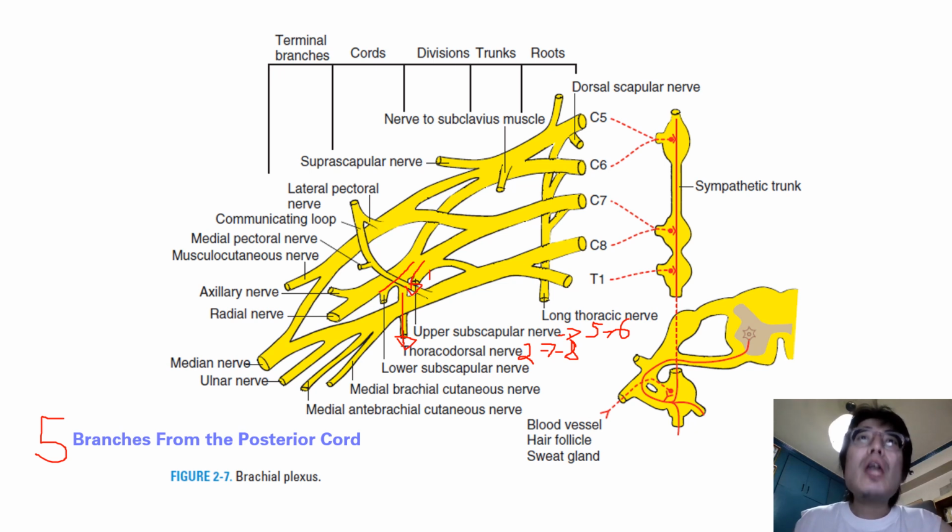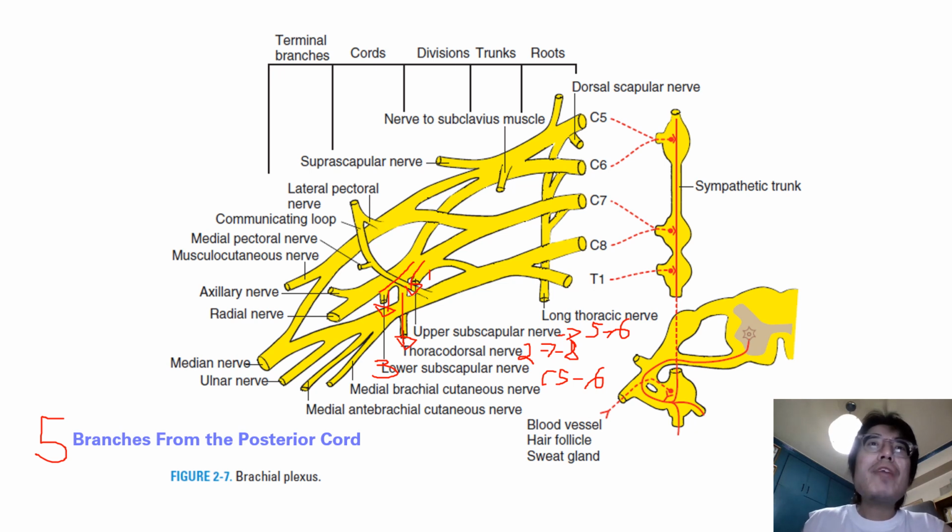Next, the lower subscapular nerve innervates the lower part of the subscapularis and the teres major muscles, and it runs downward behind the subscapular vessels to the teres major muscle. The lower subscapular nerve traces its origins to the C5 to C6 roots.